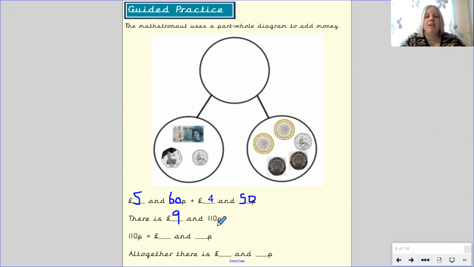110p. So now I need to do some exchanging. If I've got 110p, how many pounds could I exchange that for? I could exchange it for a £1 coin, and I would have 10p left over.